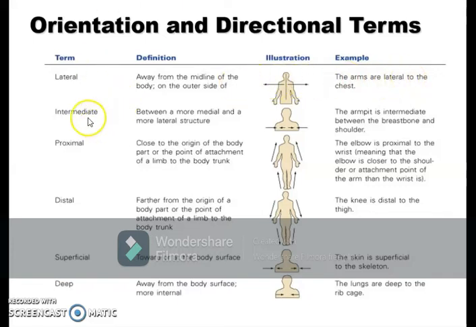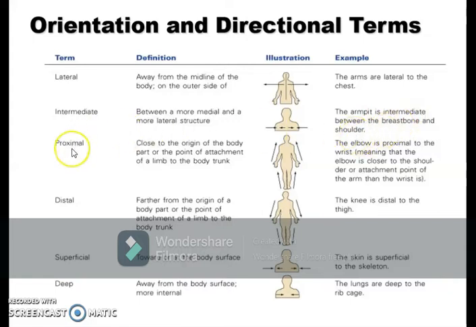Another one is intermediate. This means between a more medial and a more lateral structure. Example, the armpit is intermediate between the breastbone and shoulder.